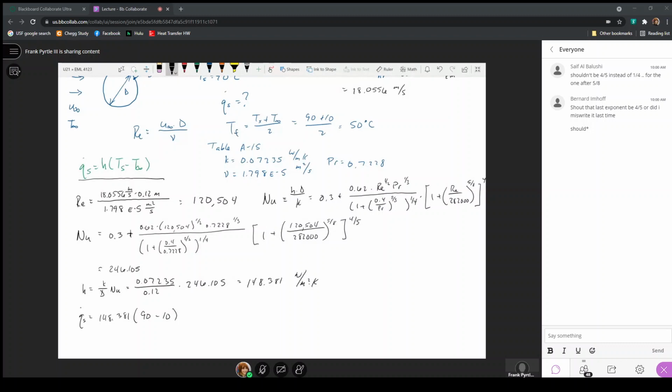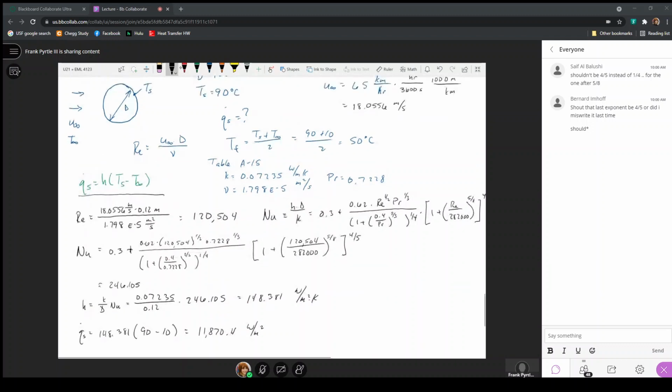All right, so the heat flux then is 11,870.4 watts per square meter. So that heat flux would be calculated for what's leaving this surface, if I have a surface area on the outside of the pipe, which will require the designation of a length. Then a heat transfer rate would just be the heat flux from the surface times whatever the surface area is.